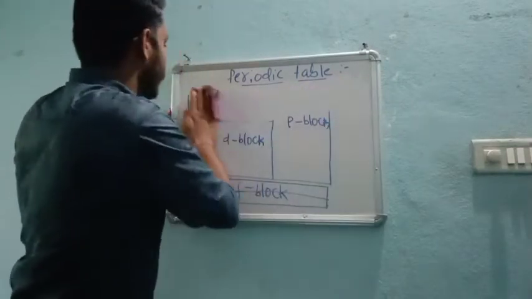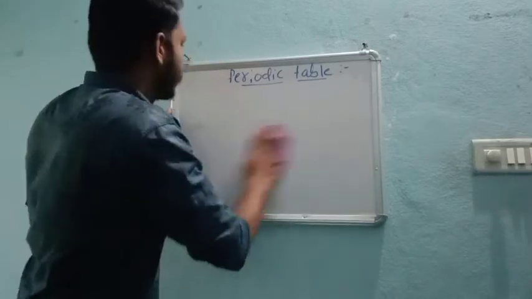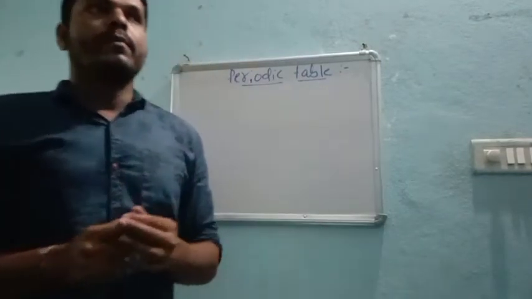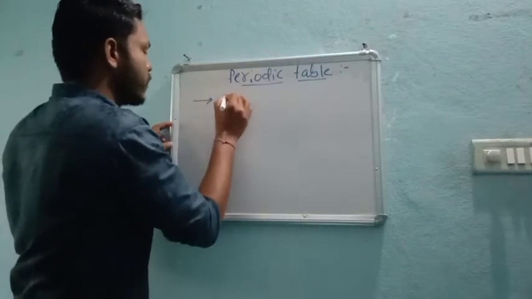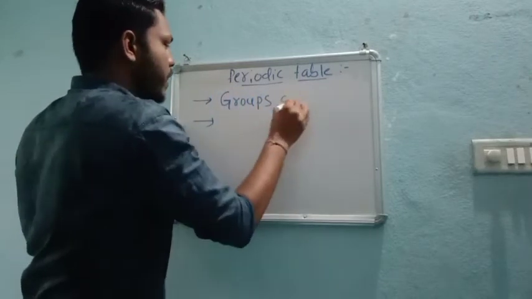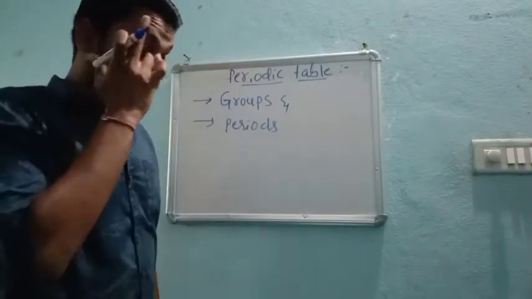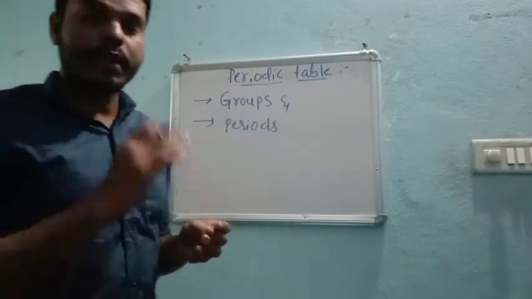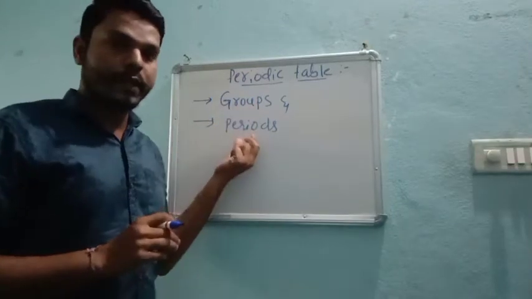So now, after seeing this rough diagram, we come across that the periodic table is mainly divided into two parts. Those are groups and periods. Very important: groups and periods. So what are groups? What are periods? We will come to know now. First of all, the periodic table is separated into two parts, those are groups and periods.